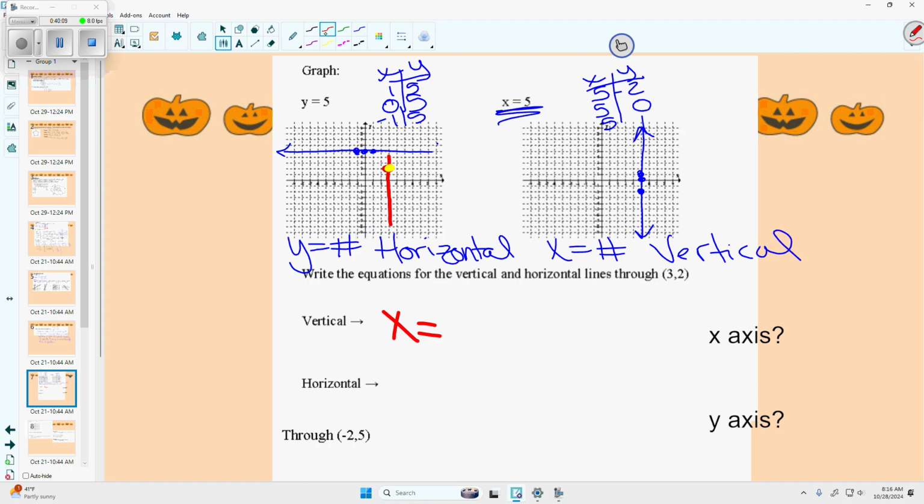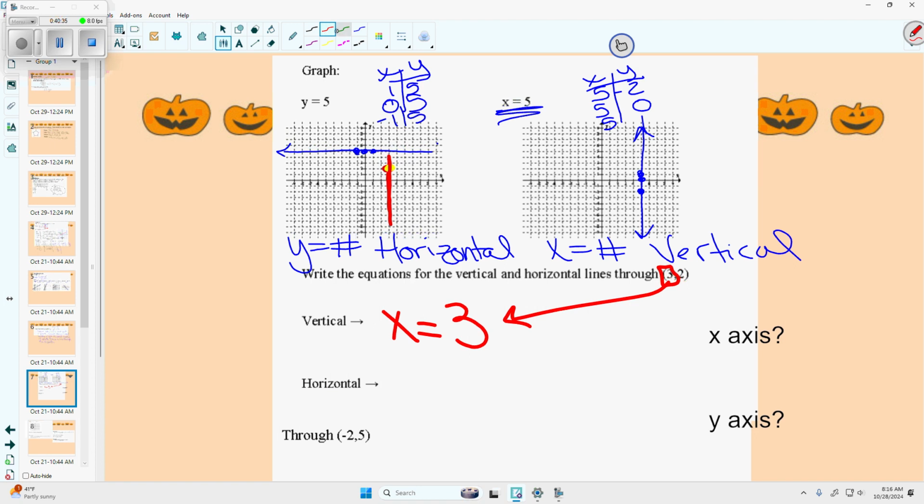But I'm still vertical. It's a vertical line right now. What is x on that line? 3. X is 3, because we went through the point 3, 2. So x has to be 3 to have a vertical line go through there.